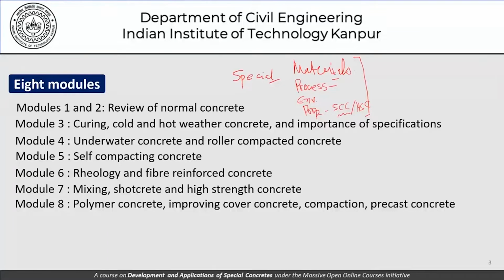And that is why we spent module 1 and 2 reviewing our understanding of basic concrete or normal concrete, where we talked about the properties of fresh concrete, the properties of hardened concrete, basic curing methods, and so on and so forth.